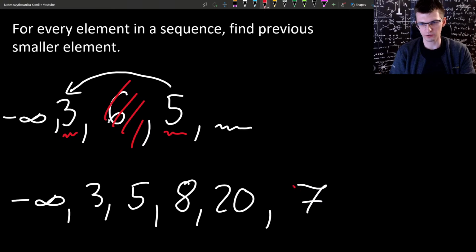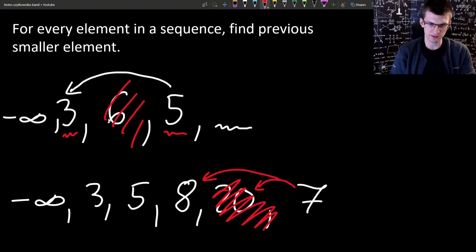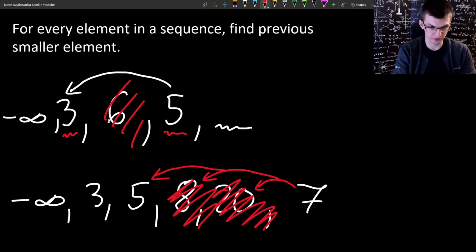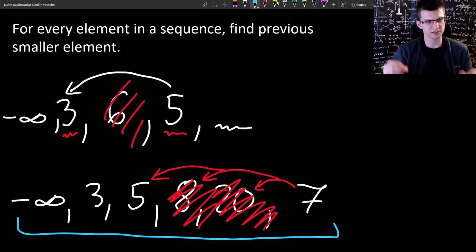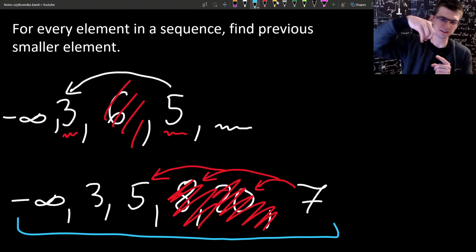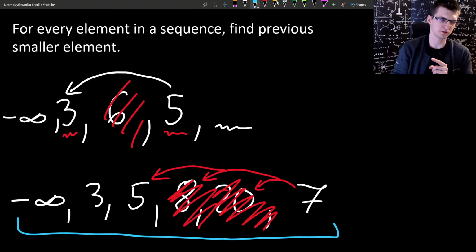7 always checks the last element. If it's too big, remove it. Check the last element. If it's too big, remove it. Check the last element. If it's here not too big, keep it this way. This is a stack. Always when a new element comes, pop the last element as long as it's greater than the new element.